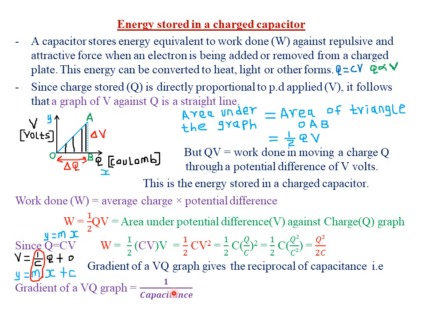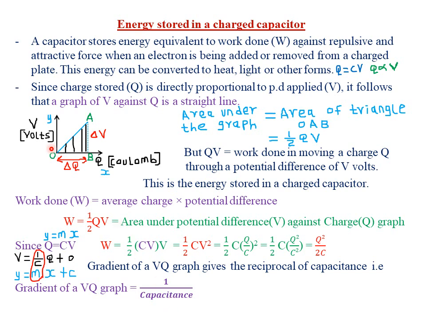You can be given maybe a sample graph with some values, then someone will ask you maybe to compute the capacitance of that particular capacitor that was used in that experiment. So you simply find the gradient of the graph that you are given, if you are given a graph of V against Q. Then after finding that gradient, you simply equate it to the reciprocal of the capacitance. Then of course you compute your capacitance.